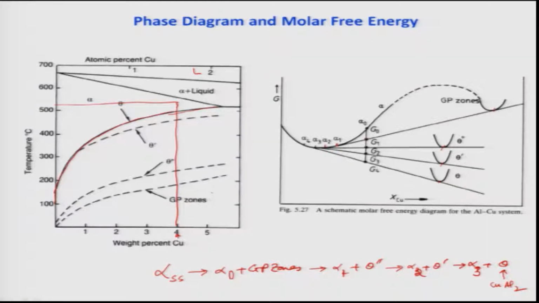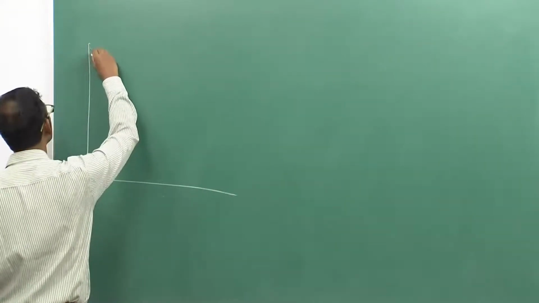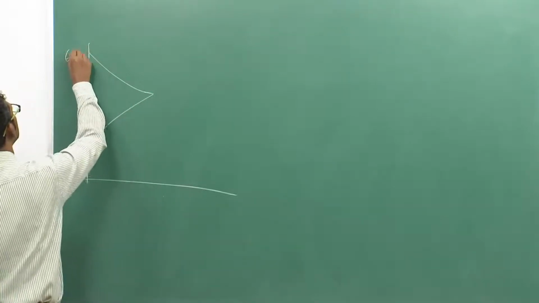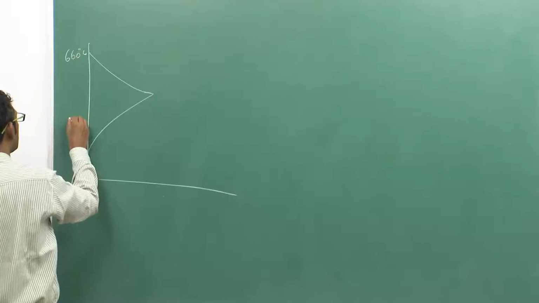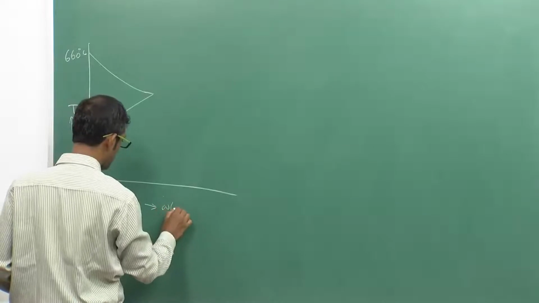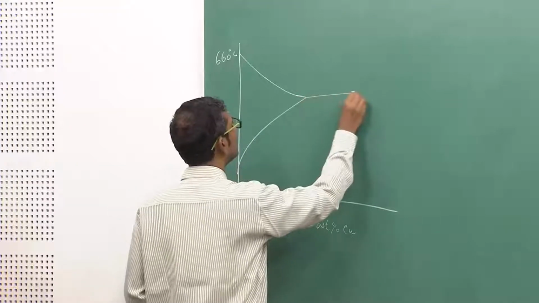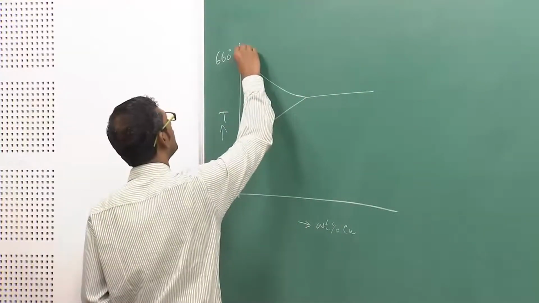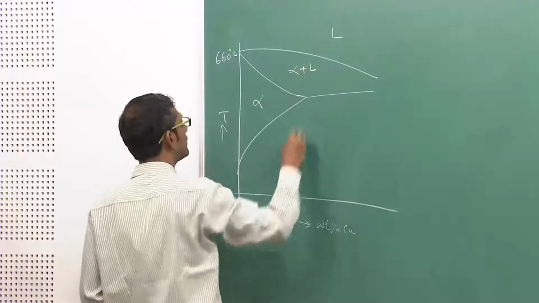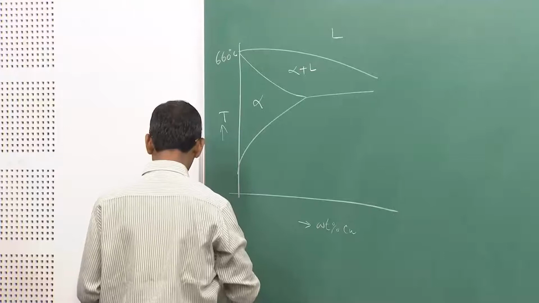So, as you have seen, the phase diagram looks like this. This is 660 degrees Celsius because this is the aluminum melting temperature, and this is 8% copper. And we are not drawing it to show you that, as you have seen, the phase diagram looks a little bit like this.